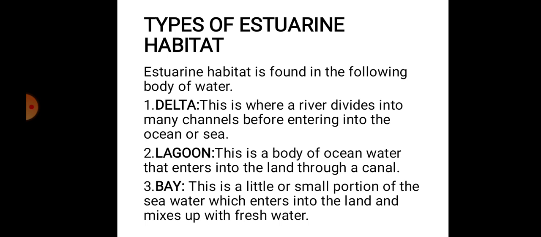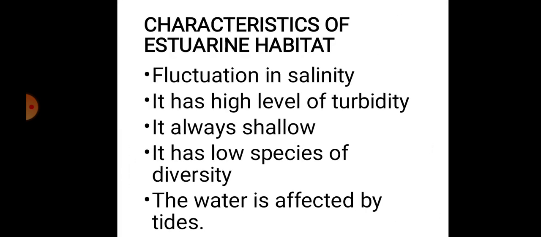So these are the types of estuarine habitat: the delta, the lagoon, and the bay. Now let us look at the characteristics of estuarine habitat.